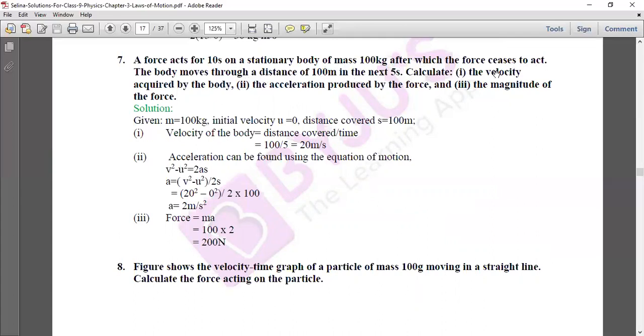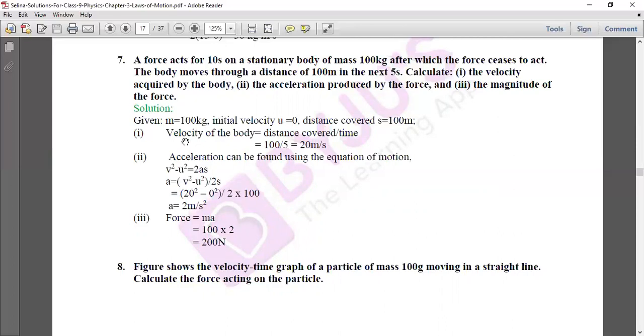We need to calculate the velocity acquired by the body, second, the acceleration produced by the force, and third, the magnitude of the force. Here we know that the mass of the body is 100 kg. Initially it was at rest, so initial velocity is 0. Distance covered is 100 meter. We need to find the velocity of the body in the next 5 seconds, so we will take 5 seconds. The initial 10 seconds was to apply the force.